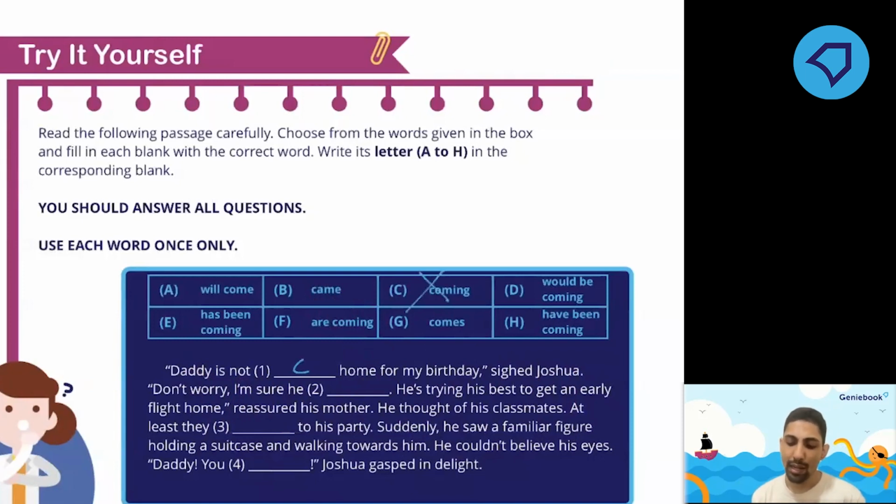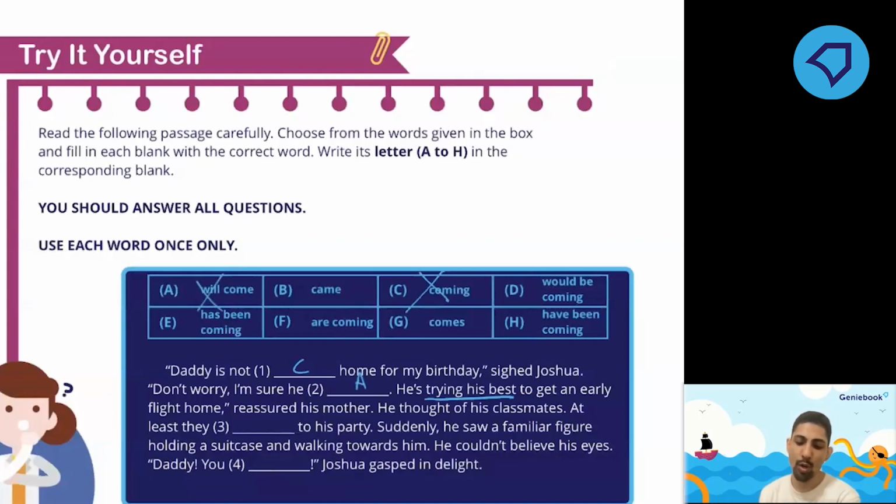"Don't worry, I'm sure he, what? He's trying his best to get an early flight home." So you see, this birthday is something that is going to happen, right? So yeah, I'm sure he what? It could be he is coming. That could work, but there's no is coming here, right? So the closest one we have is will come. I'm sure he will come because it's going to happen in the future. Cross it out, put it down.